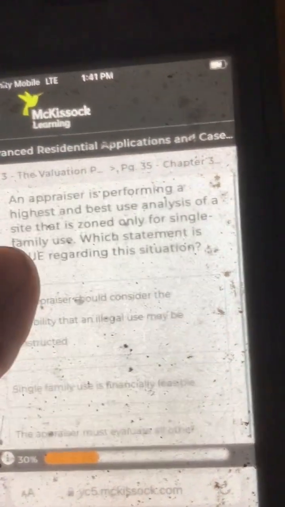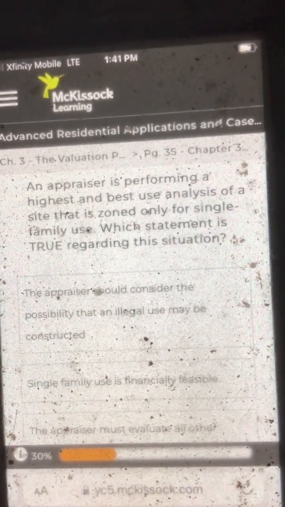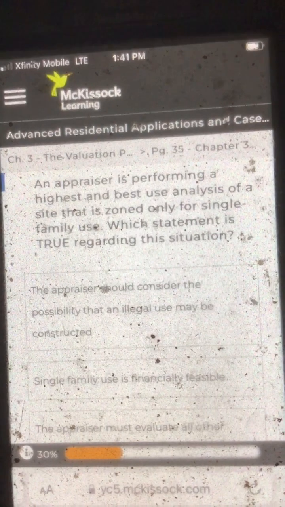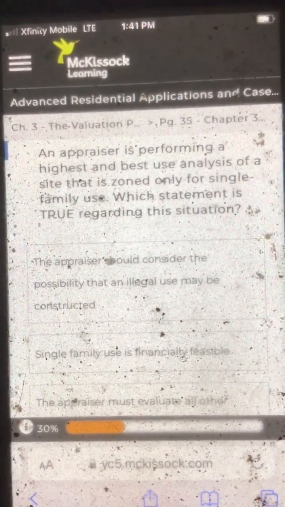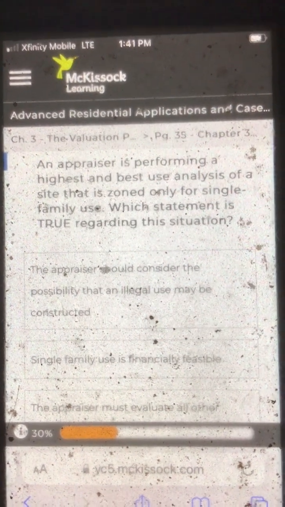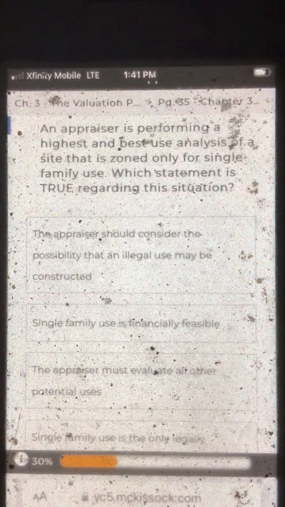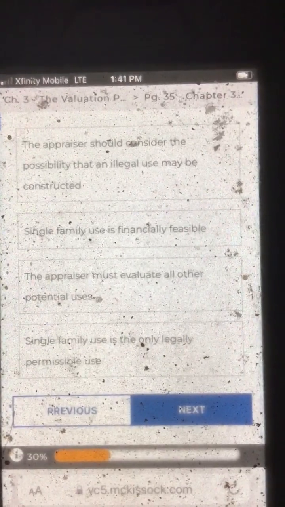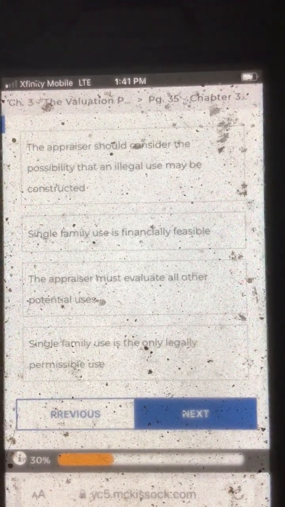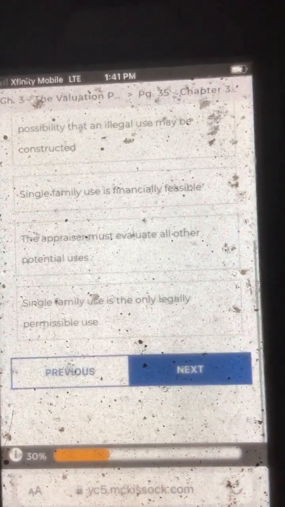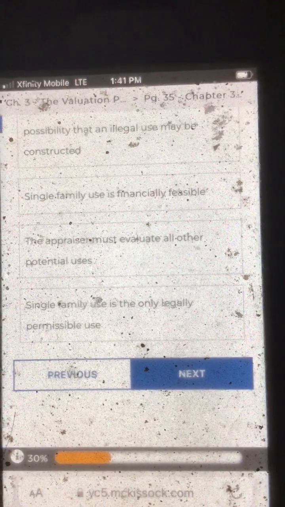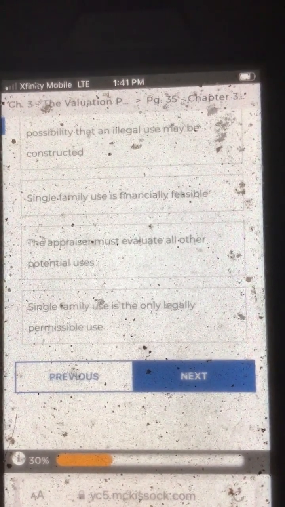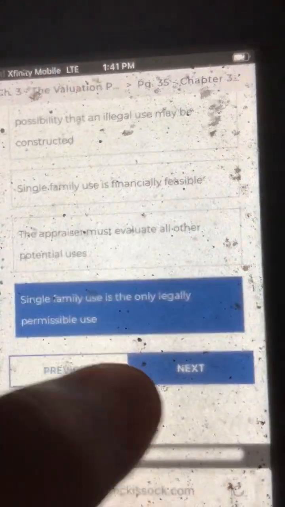Number 14. An appraiser is performing a highest and best use analysis of a site that is zoned only for single family use. Which statement is true regarding this situation? A, the appraiser should consider the possibility that an illegal use may be constructed. B, single family use is financially feasible. C, the appraiser must evaluate all other potential uses. Or D, single family use is the only legally permissible use. I'm gonna go D.